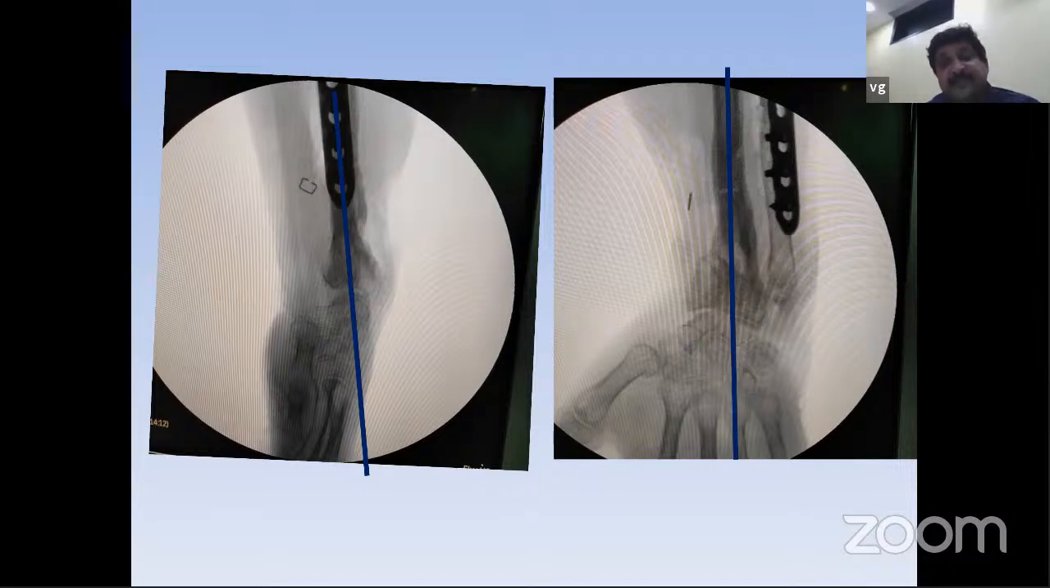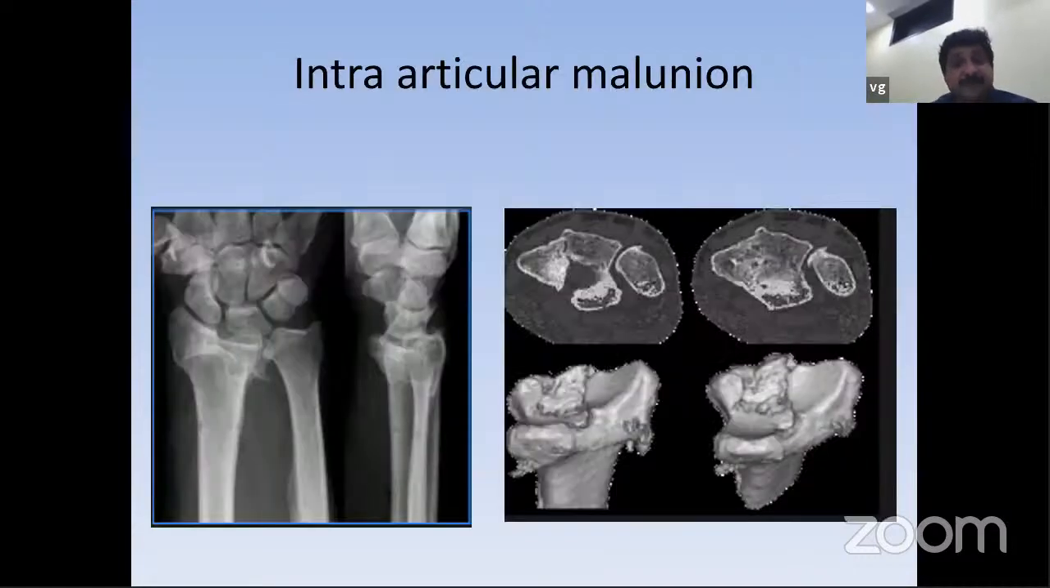So by doing a small procedure of ulnar shortening, you can get away with a much bigger procedure of resurfacing the radius and probably the infected part of the distal radius, where you can see the sequestrum and cavity, and doing an osteotomy, with chances of non-union of the distal radius. So we just got away by doing the ulnar shortening.